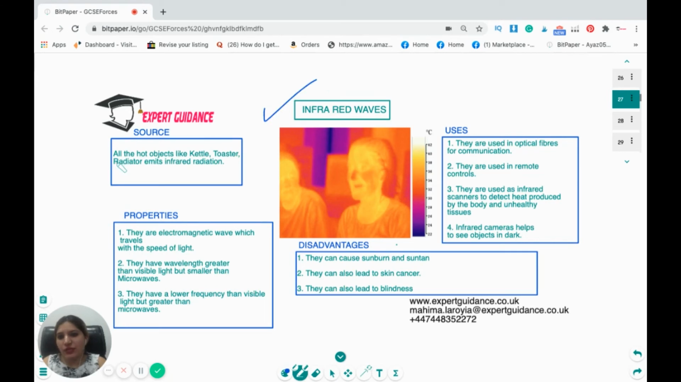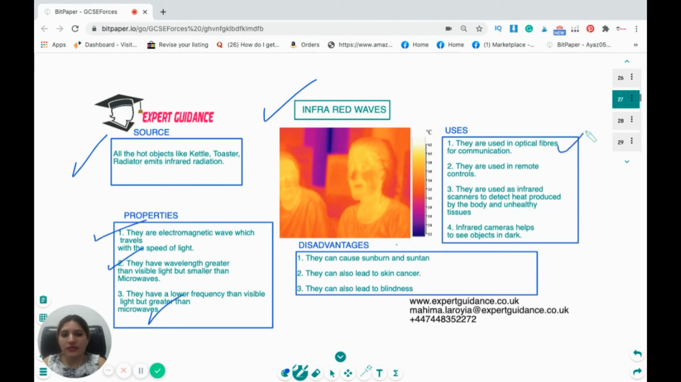Next is the infrared rays. All the hotter objects like kettle, toaster, radiator emit infrared radiation. They're electromagnetic waves which travel with the speed of light. They have wavelength greater than the visible light but smaller than the microwaves. They have a lower frequency than visible light but greater than the microwaves.